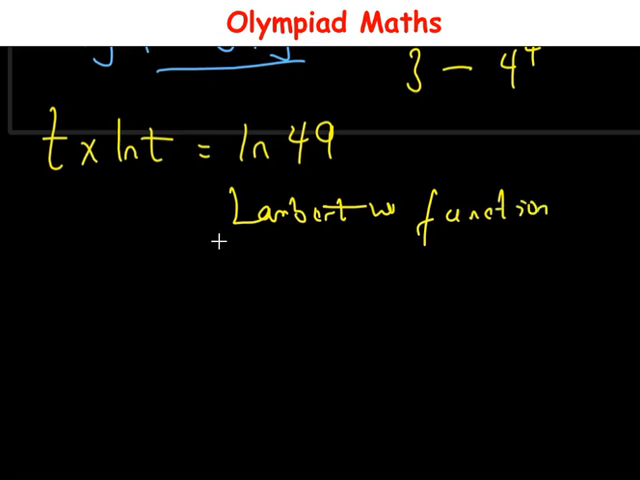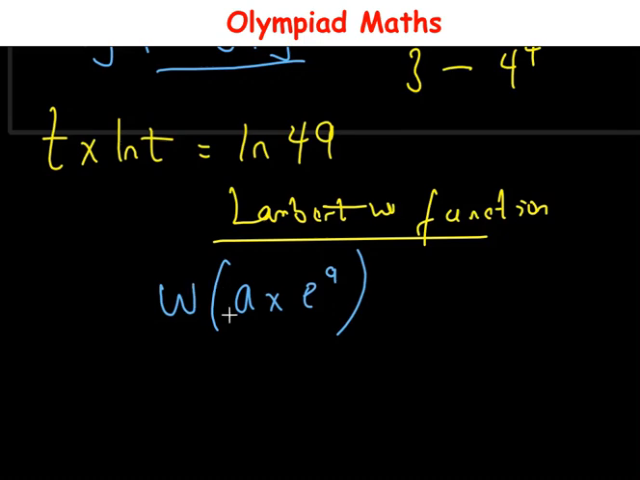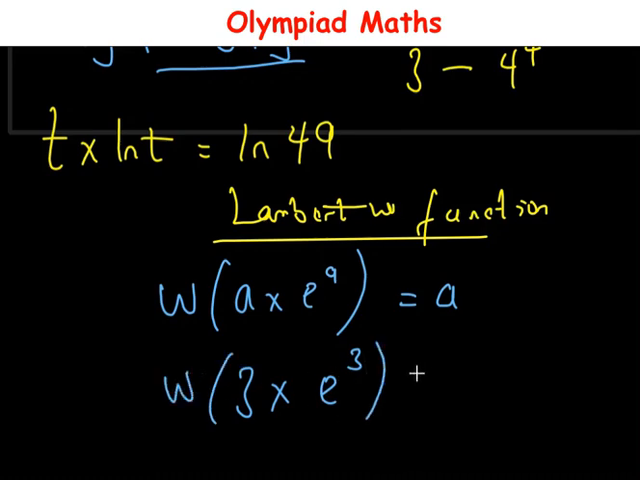Now what does this mean? Let's say you have an expression in this format, a times e raised to power a, and you want to solve this. Simply introduce the Lambert W function W. What you will get as the value will be equal to a. Or let's say you have 3 times e raised to power 3. If you introduce the Lambert W function to this, what you will have is 3. So in this case, we're going to make this resemble an expression like this, such that we can then apply the Lambert W function.